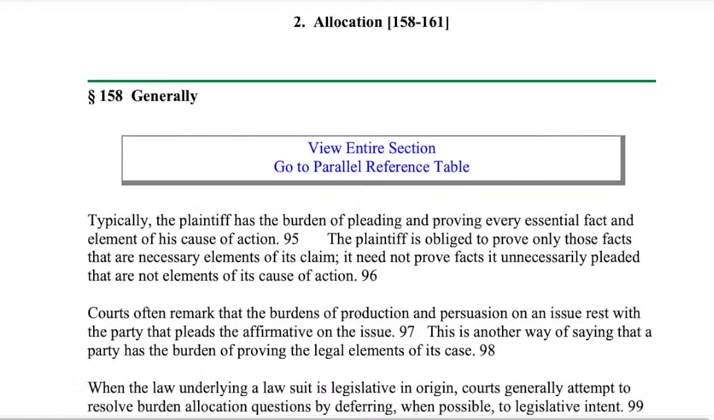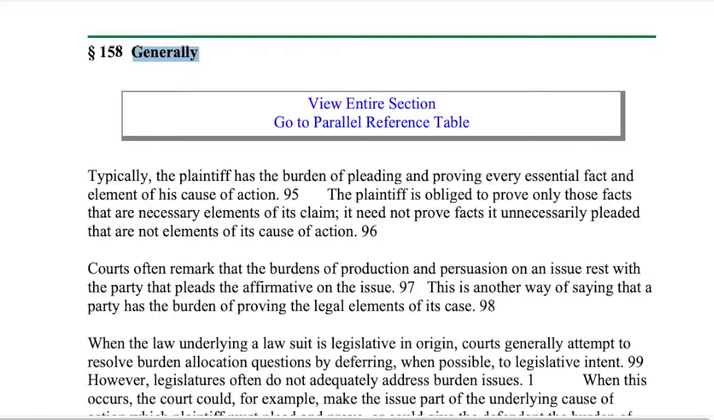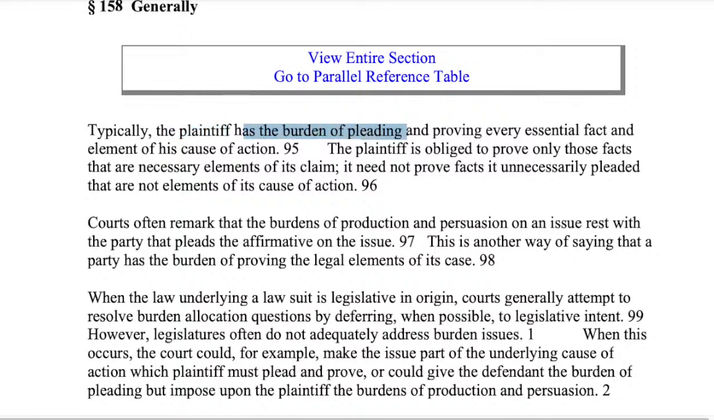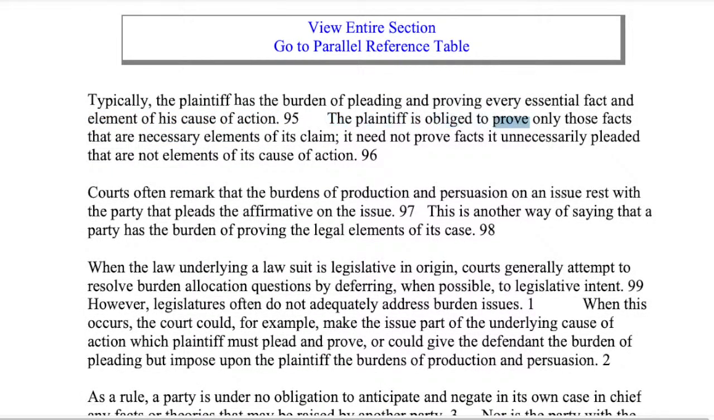All right. On to section 158 generally. And this is allocation now. Typically, the plaintiff has the burden of pleading and proving every essential fact and element of his cause of action. The plaintiff is obliged to prove only the facts that are necessary elements of its claim. It need not prove facts it unnecessarily pleaded that are not elements of its cause of action. Courts often remark that the burdens of production and persuasion on an issue rest with the party that pleads the affirmative on the issue. This is another way of saying that a party has the burden of proving the legal elements of its case.